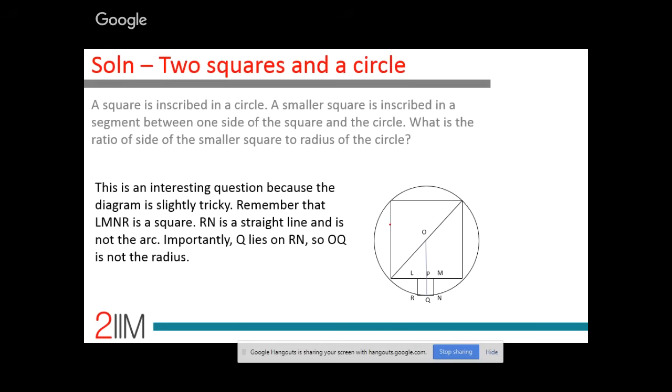So a circle is involved and a square is involved, lots of right angle triangles. You're going to use Pythagoras theorem somewhere. If you think of the radius of the circle to be r, then the diagonal of the square is 2r, or the side of the square is r root 2.